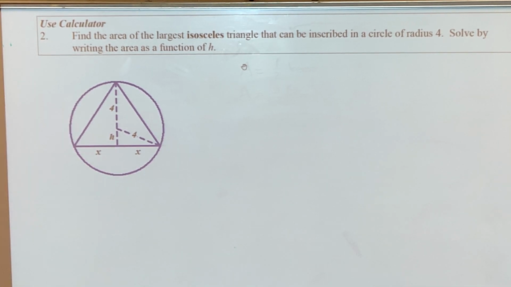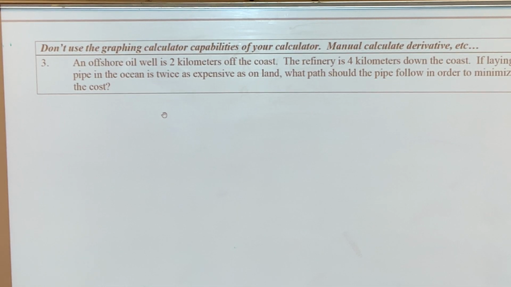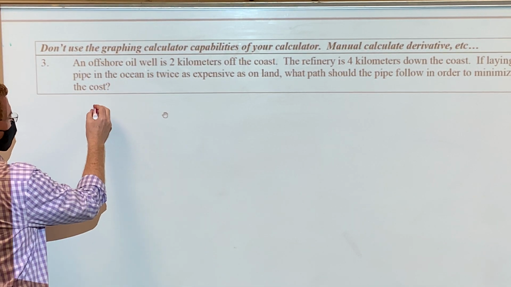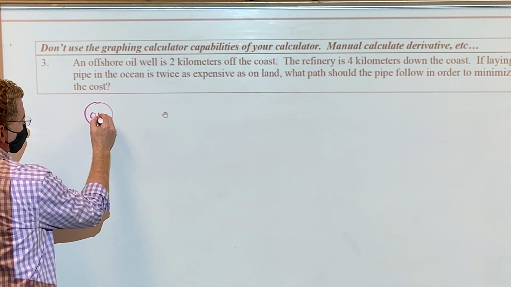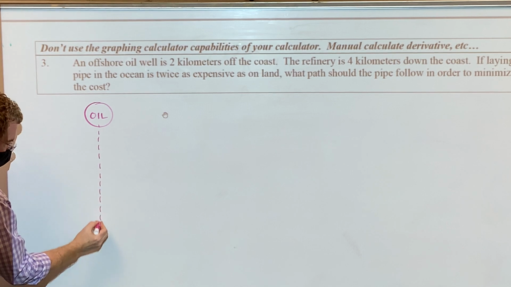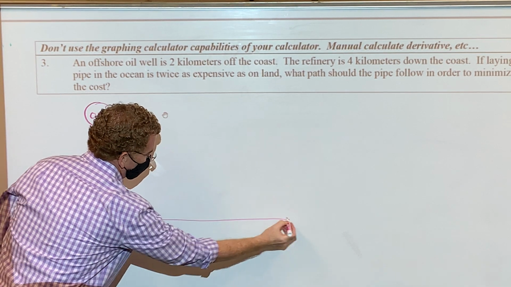But this next problem is talking about, all right, we got this offshore, what's that? That's maritime law. Oh, yes. Ocean. So I've got an offshore oil well. So let's just say we've got this oil well out here, and it's 2 kilometers off the coast. So I'm just going to draw 2 kilometers, and then here is our coastline.